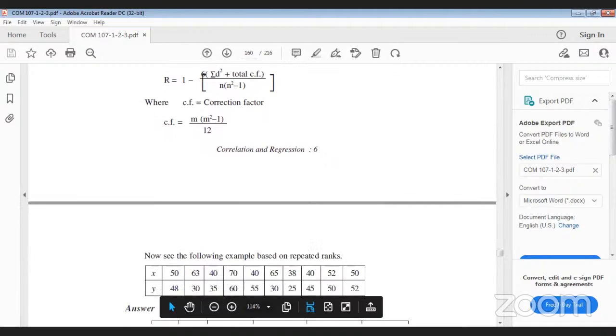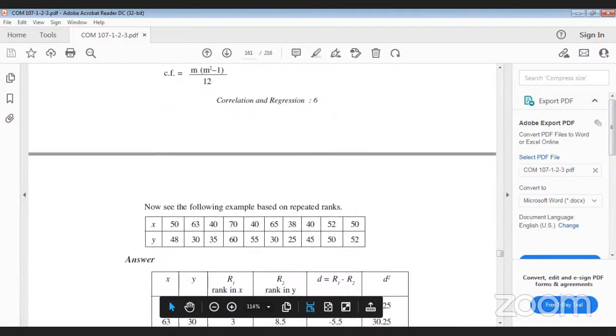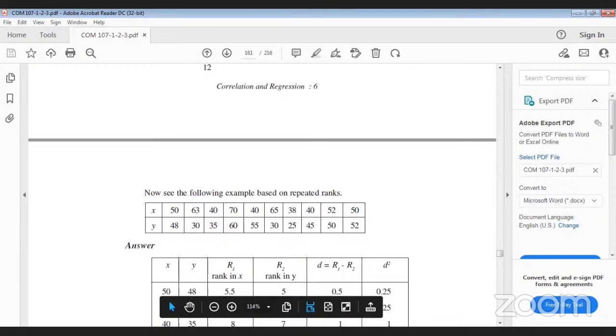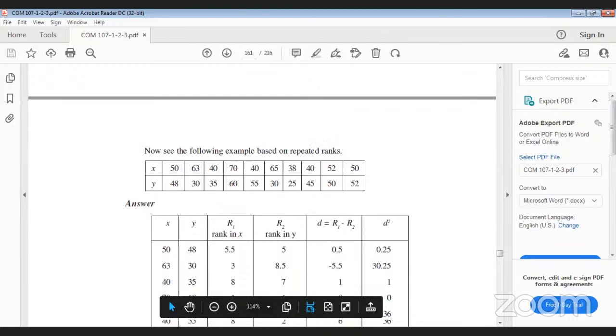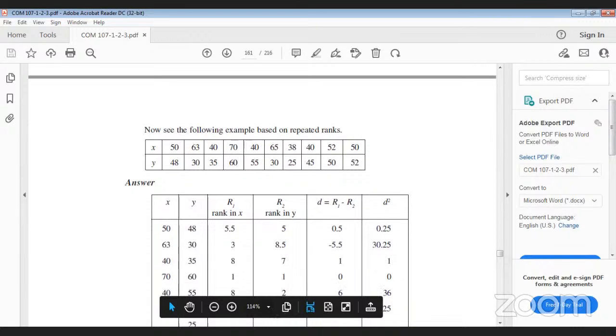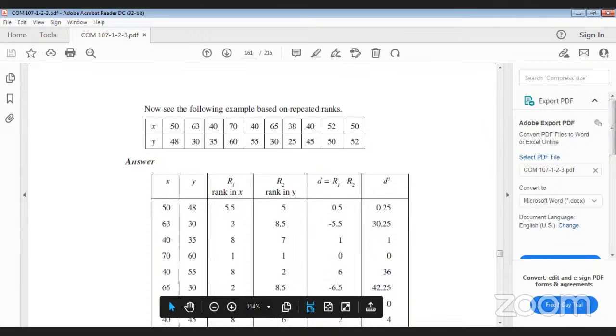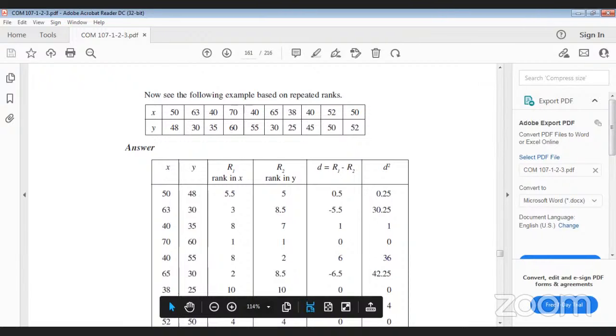Now see here, an example is given on the basis of repeated ranks. Here X is 15, 63, 40, 70, 40, 65, 38, 40, 52 and 15. Y is 40, 30, 35, 60, 55, 30, 25, 45, 50 and 52. Now we have to solve this problem: X, Y, then the third column R1, the fourth column R2, and the last column is the difference squared also.